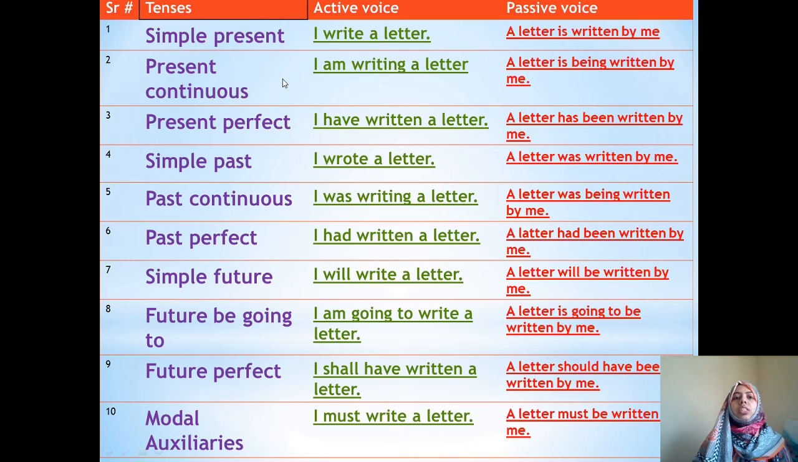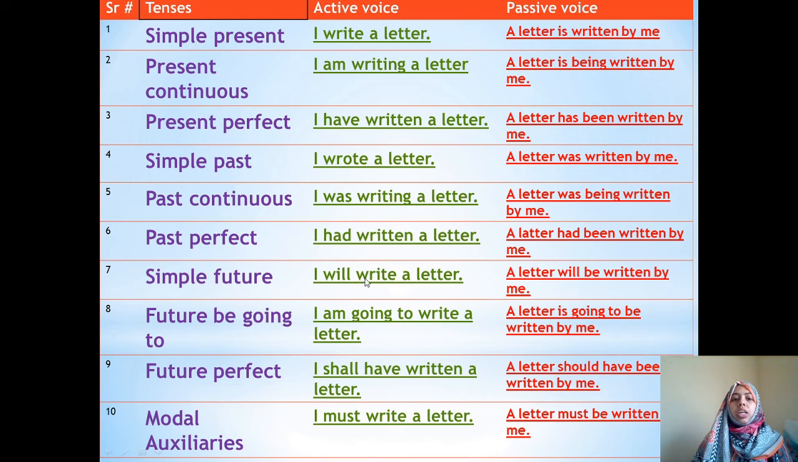Okay, present continuous tense. I am writing a letter. A letter is being written by me. Ing is omitted and we use being. Present perfect: I have written a letter. A letter has been written by me. Simple past: I wrote a letter. A letter was written by me. Past continuous: I was writing a letter. A letter comes first, was, omitting ing, being, write changes into third form written, I changes into by me. Past perfect: I had written a letter. A letter had been written by me.